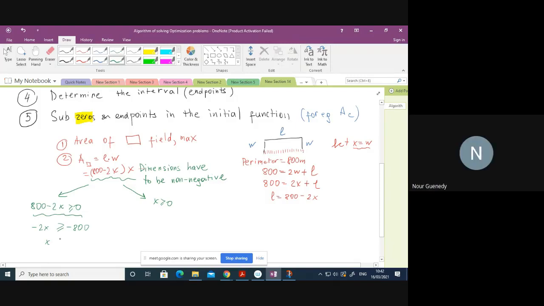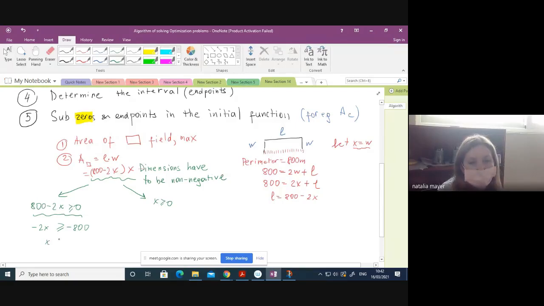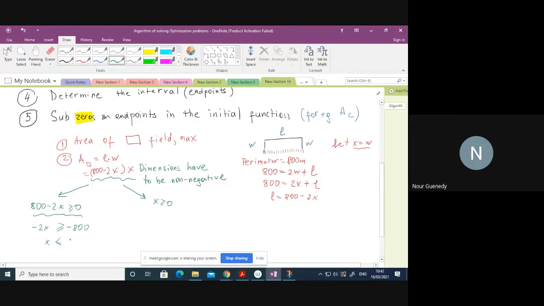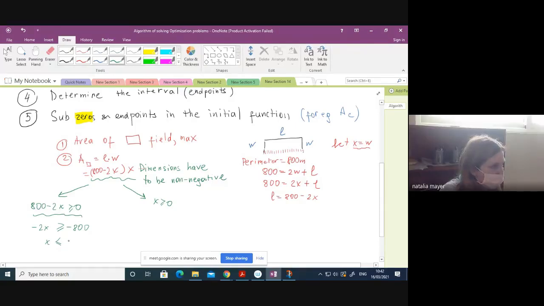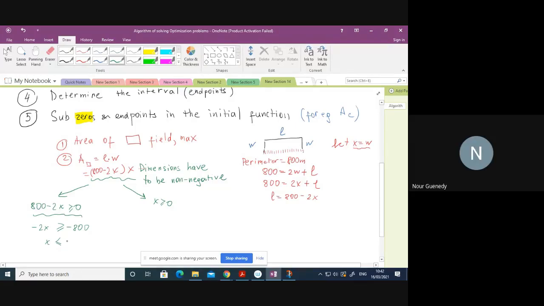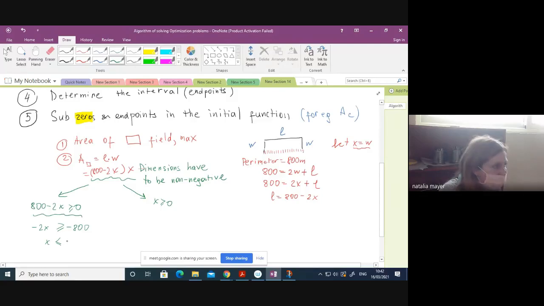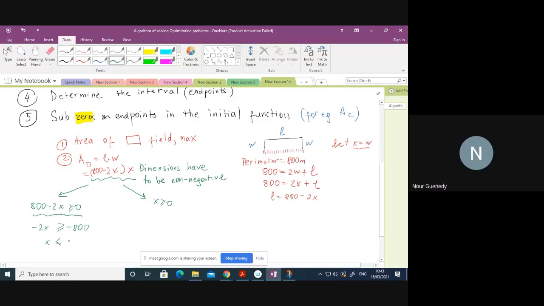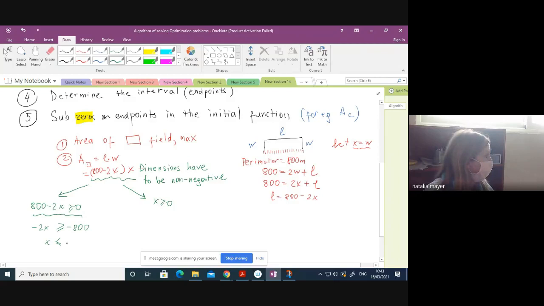I need to flip the sign. Absolutely. Why do you need to do that? Because we switched the signs. Not because you divided, but because you divided by a negative. If you just divided by a positive, you would not have reversed the sign. So x is less than or equal to 400. Okay. So now let's look at this and this and combine them.